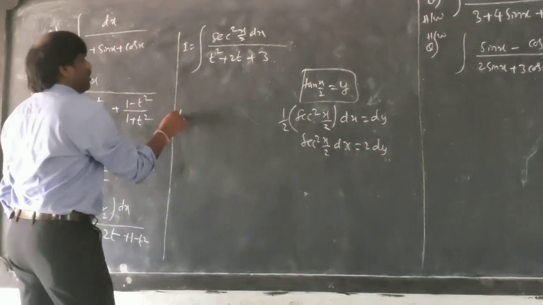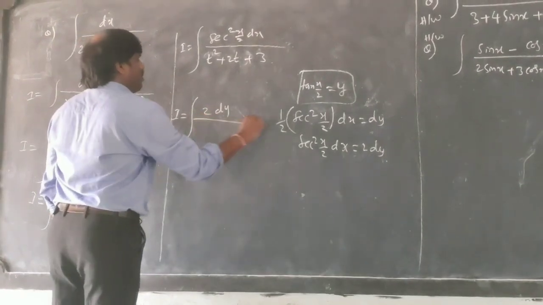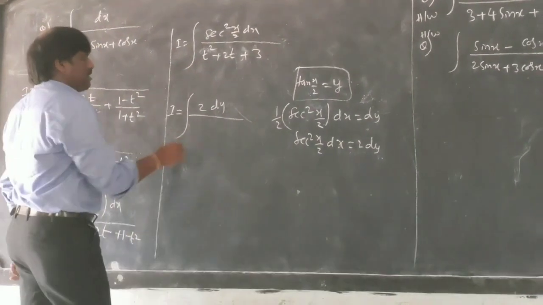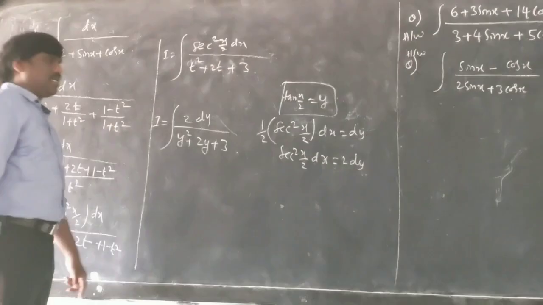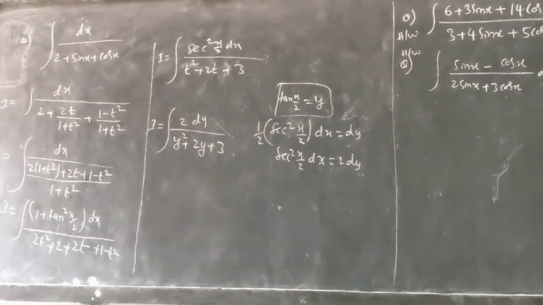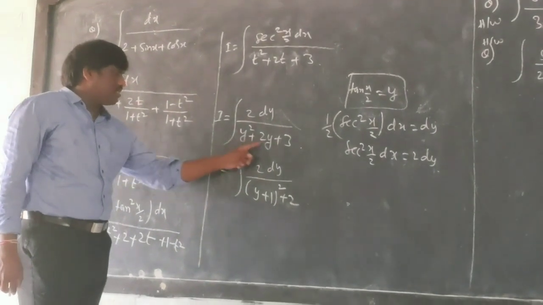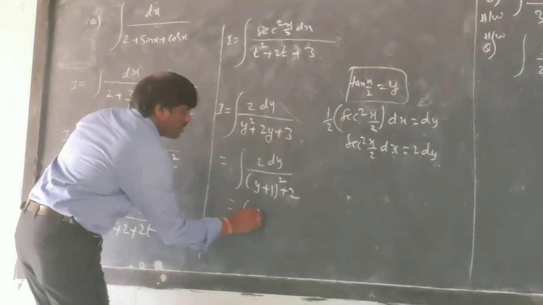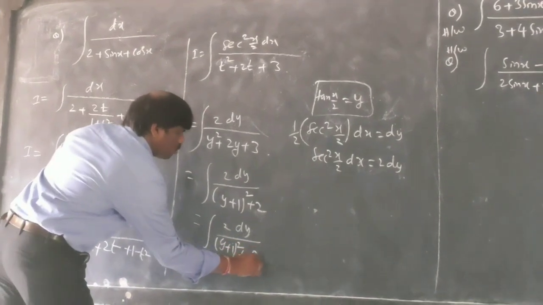So finally I is equal to integration of 2 dy upon y square plus 2y plus 3. I am getting it like this. You have to make it a perfect square, then you will get the answer. So we make it 2 dy upon y plus 1 whole square plus 2, that is, integration of 2 dy upon y plus 1 whole square plus root 2 whole square.